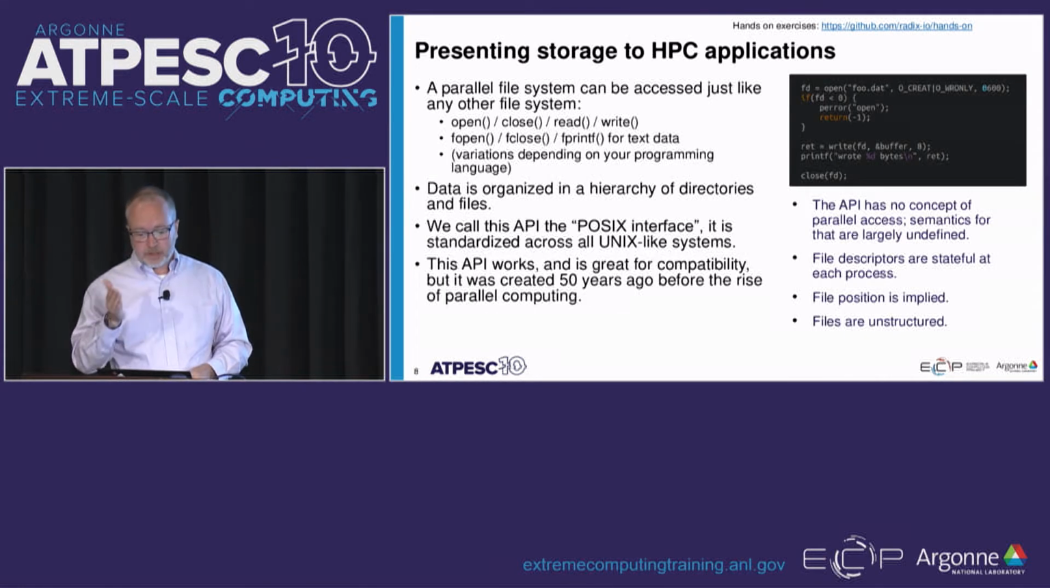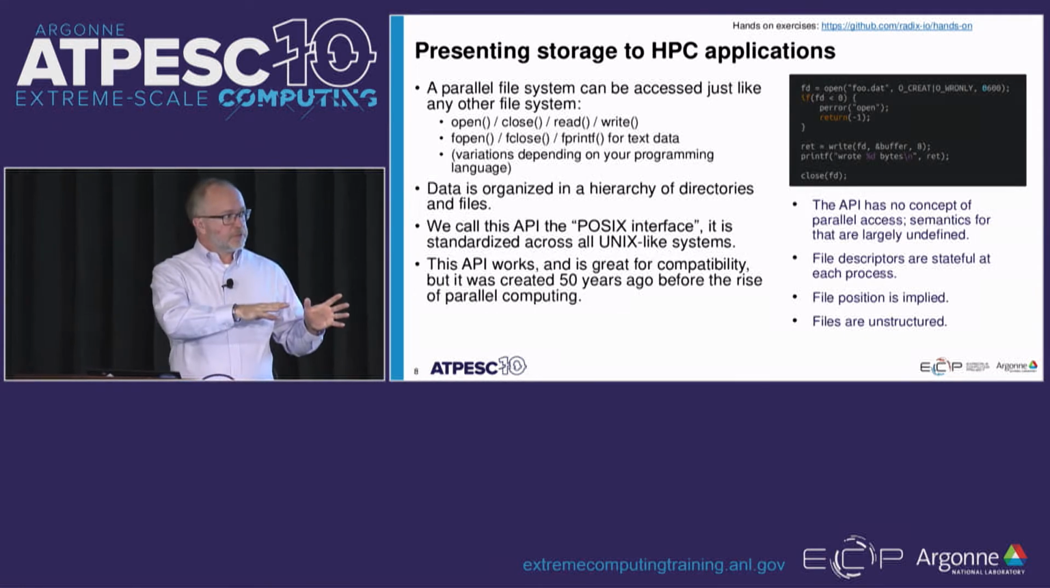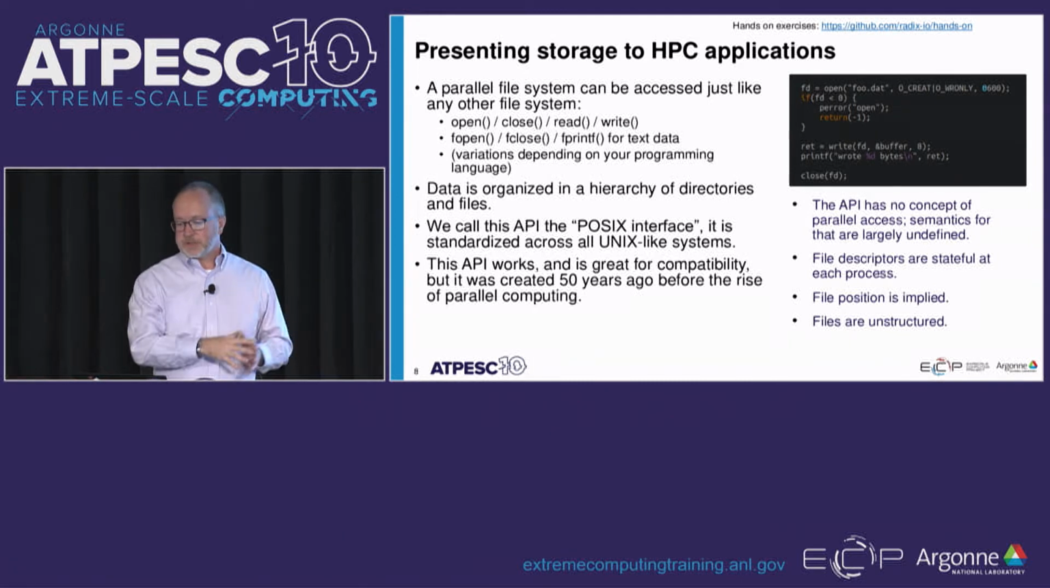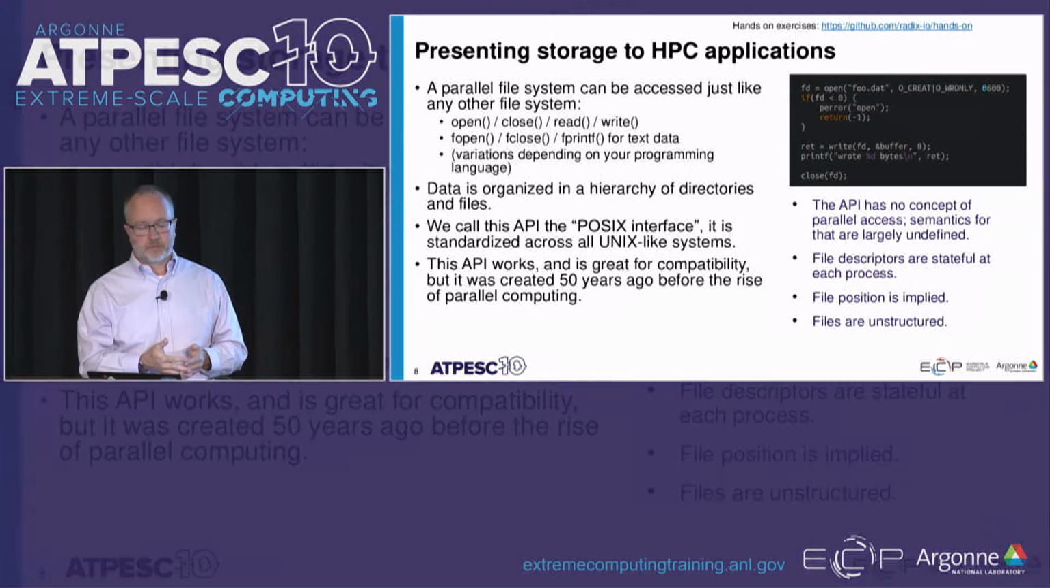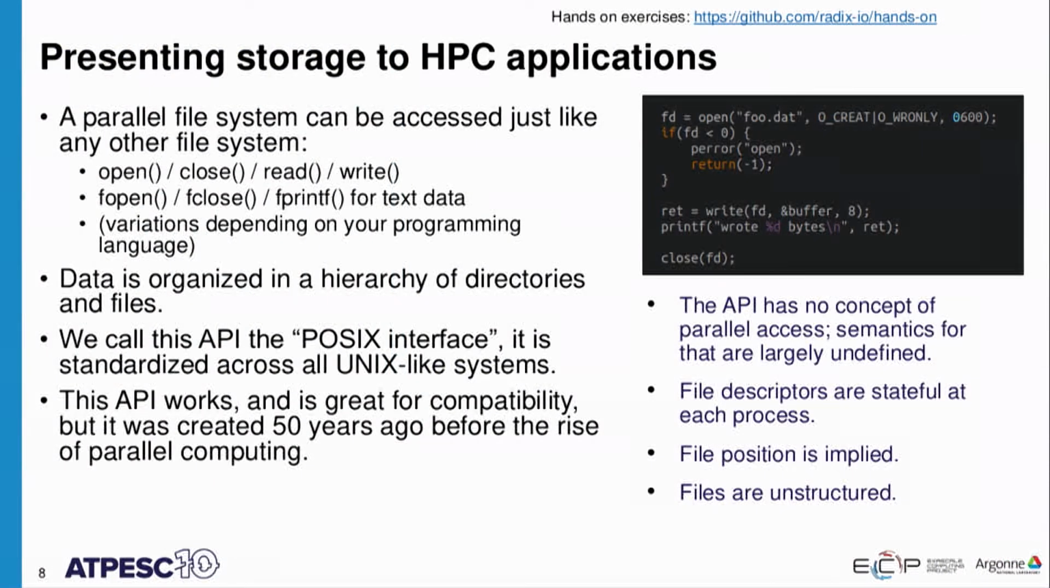So that's what the storage systems look like. Now, how does your application access it? An important thing to know is that a parallel file system can look just like any other file system. You can open and close files, read and write them. If you're using standard I/O text operations, you can fopen and fprintf to them, that sort of thing.